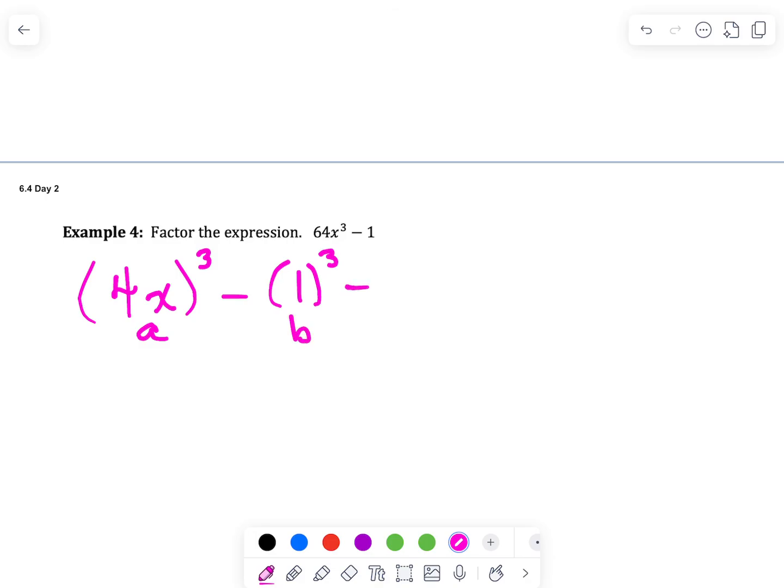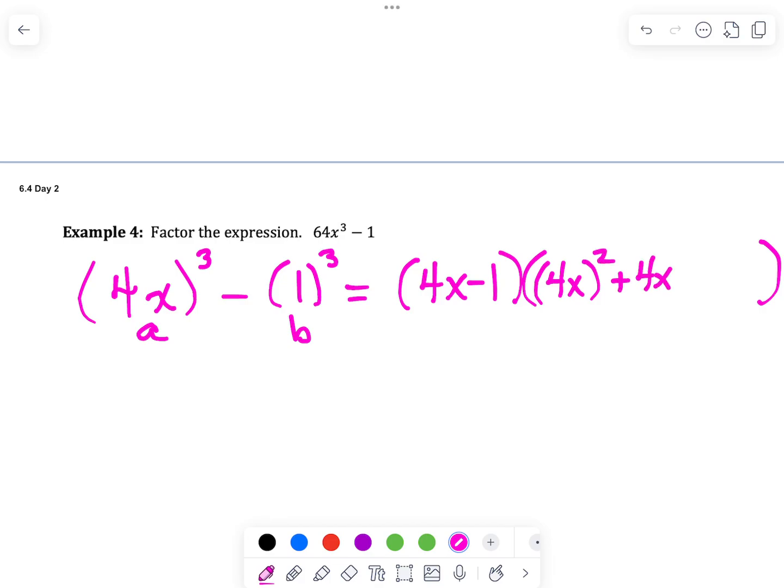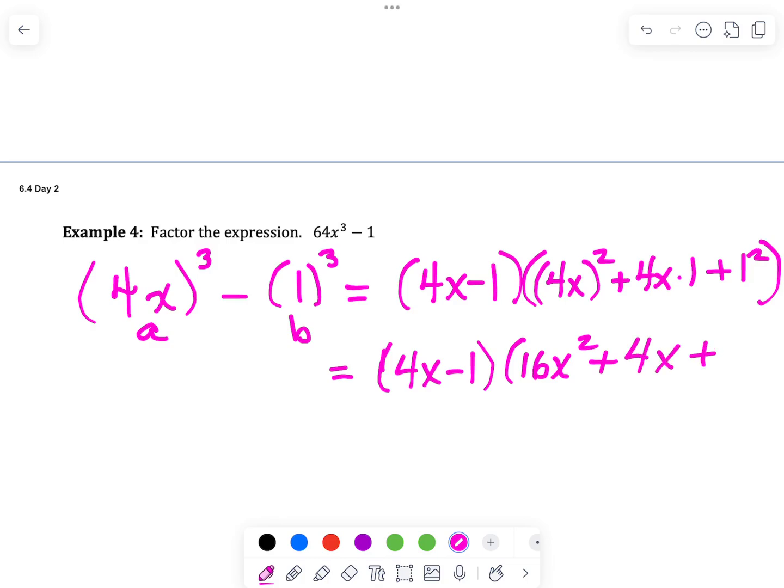And then we factor it as a minus b. Then we have our second parentheses, 4x all squared plus 4x times 1 plus 1 squared. And then we simplify that second parentheses. So 4x times 4x is 16x squared. 4x times 1, 4x. 1 times 1 is 1.